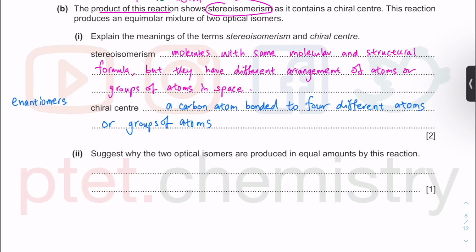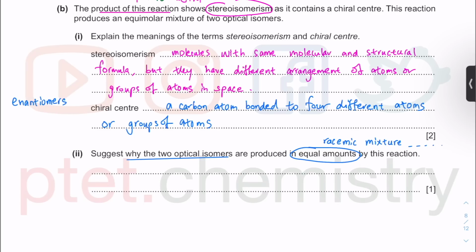Now why is it that the 2 optical isomers are produced in equal amounts? That is actually what you call a racemic mixture. You will learn more about this in organic synthesis as part of chemistry. One of the popular questions they like to ask is something like that.